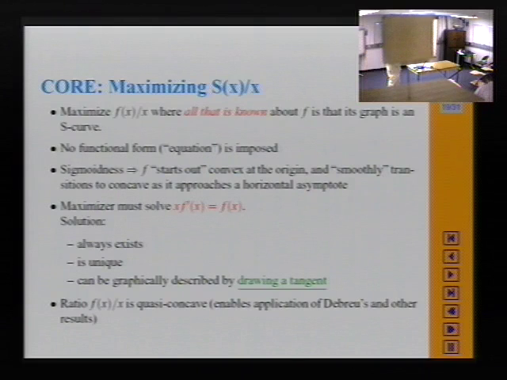And interestingly enough, it can be graphically specified on the curve. You show me the curve and I tell you where the solution is, directly on the curve. And then as an extra bonus, this ratio is quasi-concave. Quasi-concave all means is that it's like a mountain. It goes up and then down. It's very nice when you're maximizing a function. It's like that, plus a lot. We can use some theorems because of that.